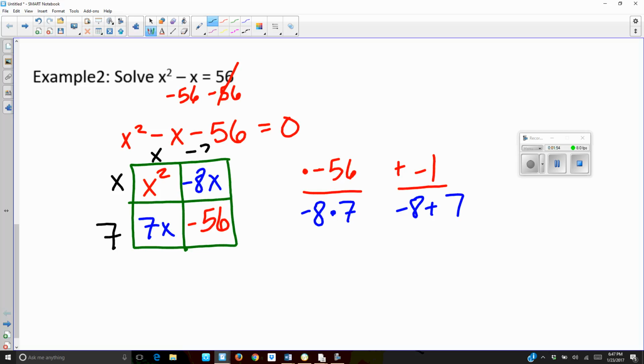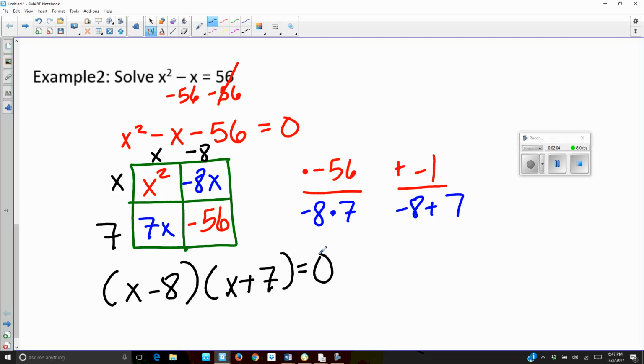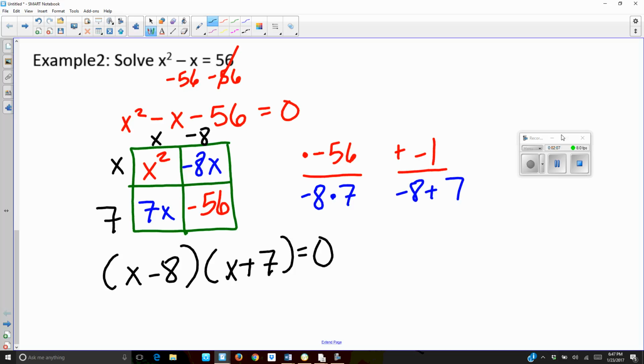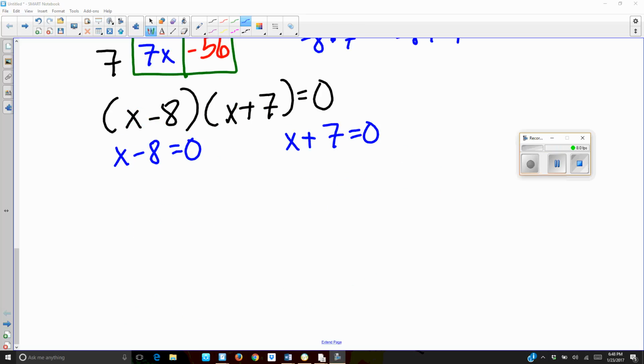This you've all done before. So the factored version of this problem is x minus 8, x plus 7 equals 0. If the problem said to factor, we'd be finished, but we've got one additional step, and it's to solve this. This was a degree 2 problem, so that means there will be 2 solutions. So what we're going to do is set the first factor equal to 0, and set the second factor equal to 0.